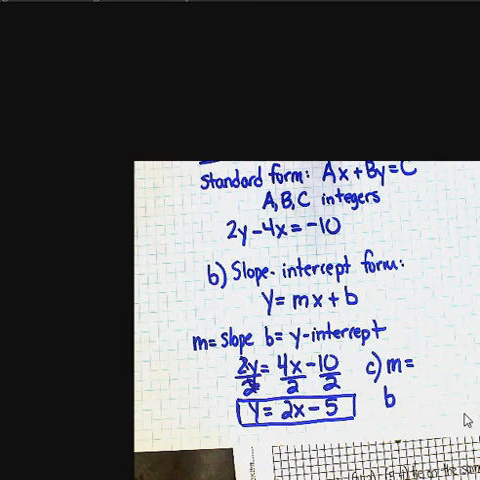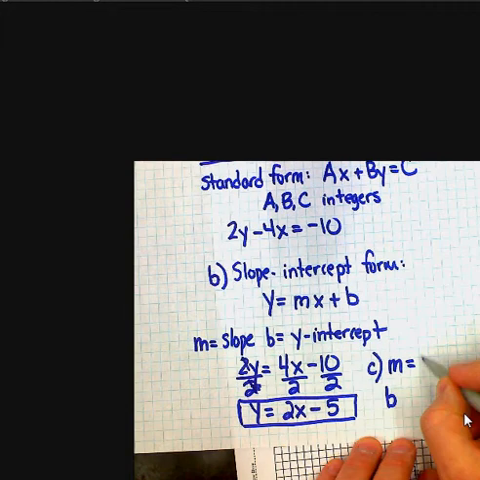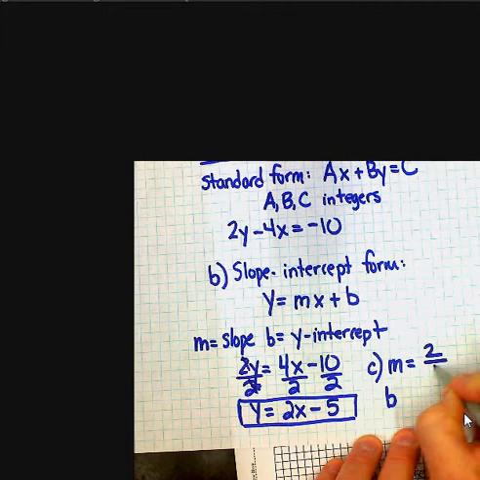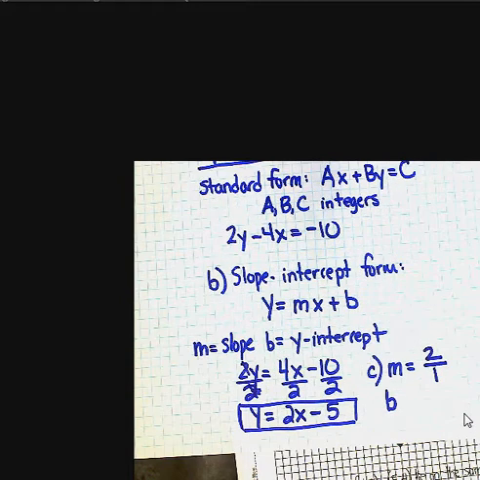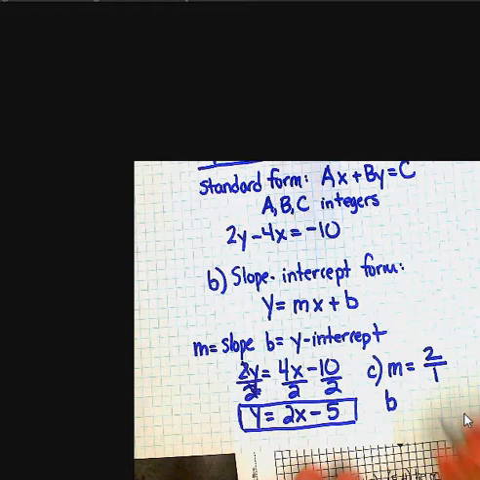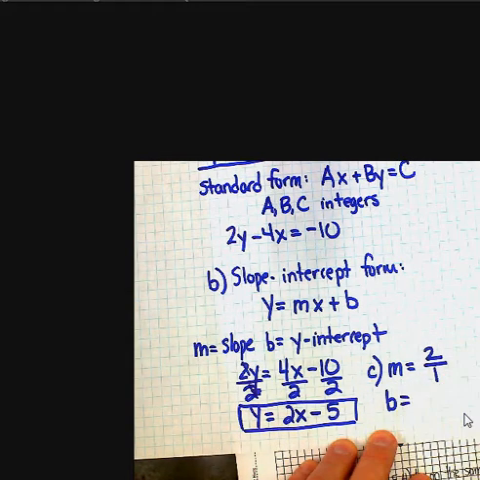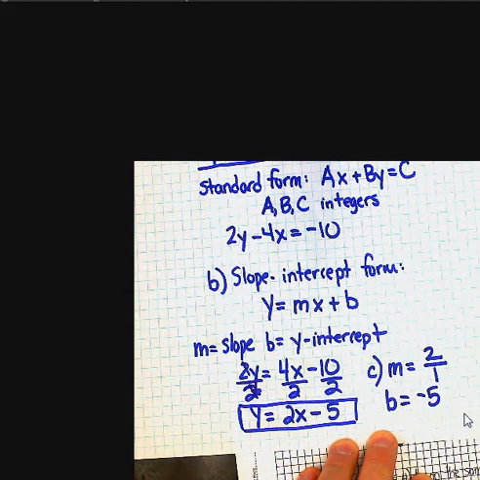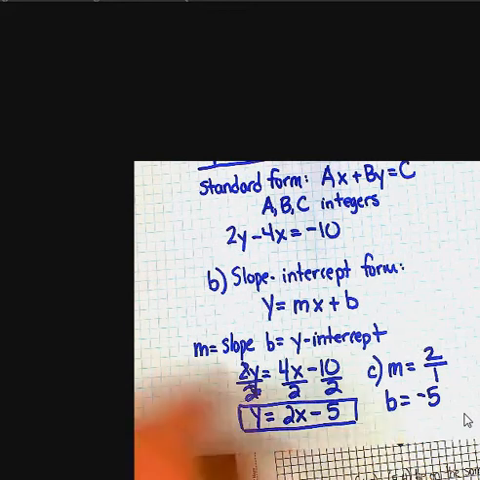So take a look at the equation we have that's in a box. What's the number in front of x? Just the number in front of x. 2. So M is going to be 2. I'm going to write it as 2 over 1 because I'm going to use it to graph, but you can write 2 down. That's fine. My y-intercept is my B. What's that number going to be? -5. We okay?